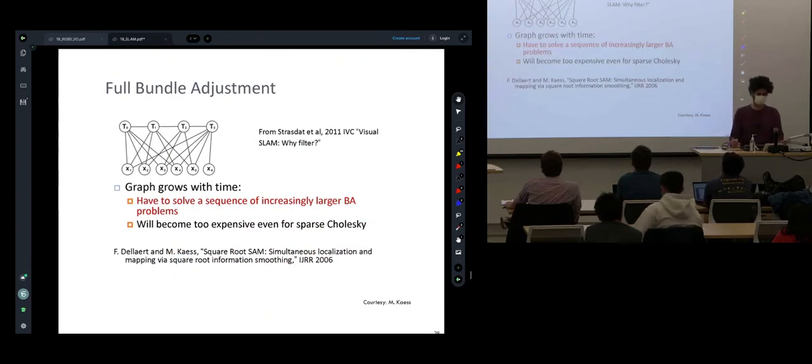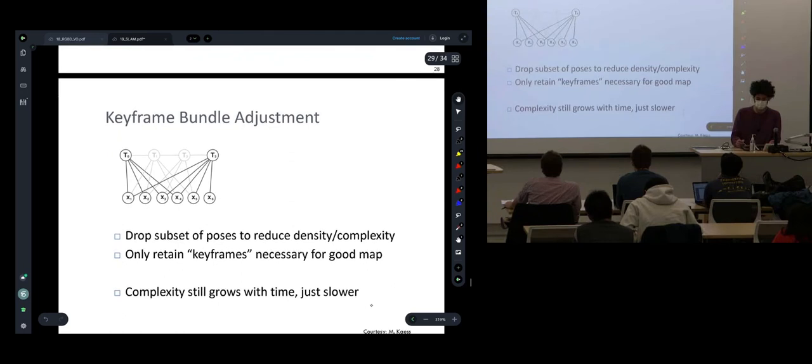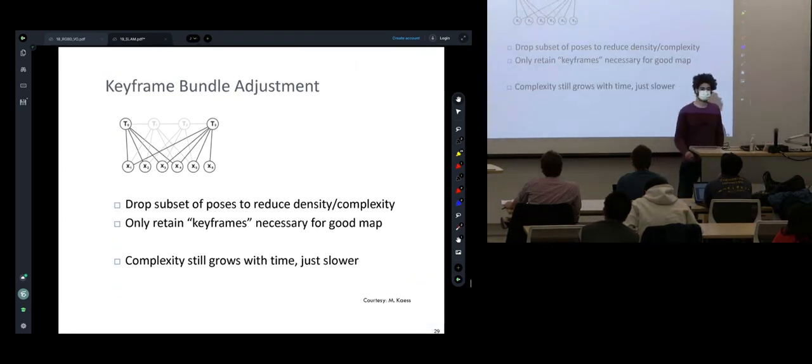So if you have this idea of full bundle adjustment and SLAM, still the graph will grow, right? This is nice to have, and it has advantages over filtering, but as time passes, you will add nodes, and this will quickly become intractable because you have so many variables. Even though it's sparse, that's not sufficient. So one idea to solve this problem is the idea of keyframes.